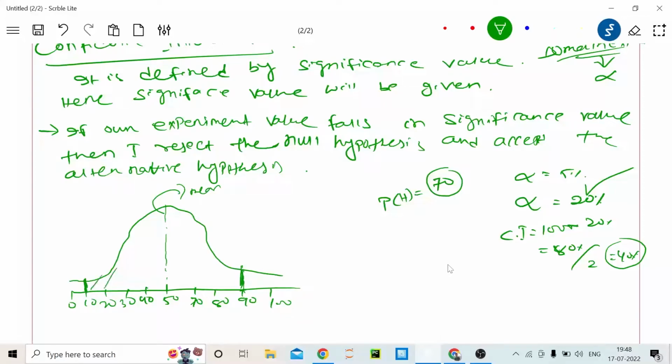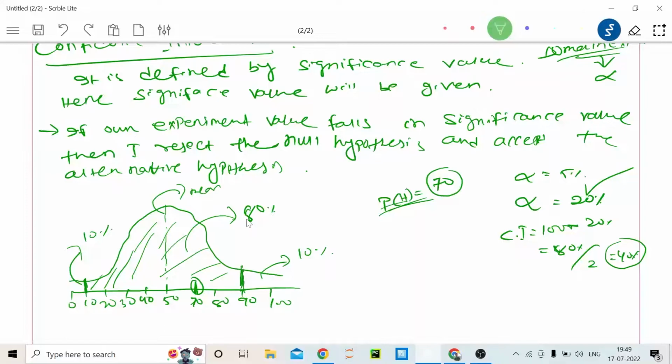This whole graph in the middle is 80%, and this tail is 10% on the right side. As our significance value is 20%, there is 10% in the right side and 10% in the left side. Here I can say that the probability of head we got from the experiment is 70. That means our 70 is falling here. As it is falling inside the confidence interval, we can accept.